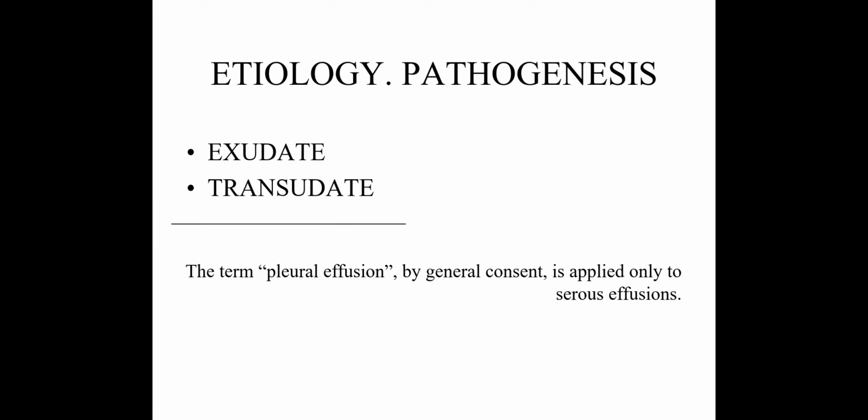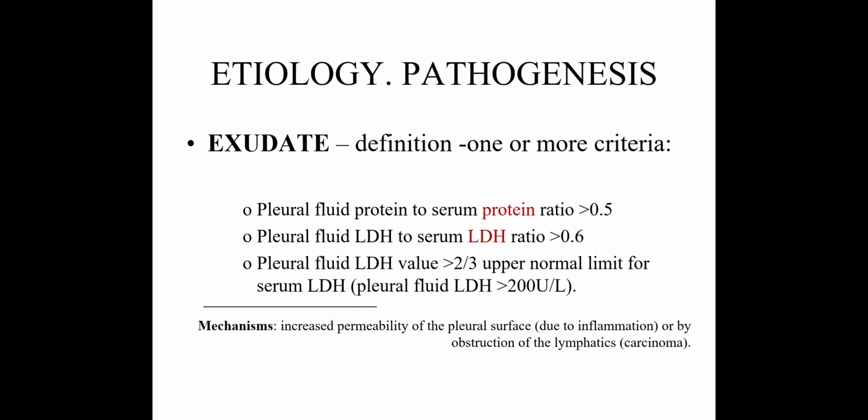Etiology and pathogenesis: the effusion is either an exudate or a transudate. It is an exudate if it meets one or more of the following criteria: pleural fluid protein to serum protein ratio more than 0.5, pleural fluid LDH to serum LDH ratio more than 0.6, pleural fluid LDH value more than 2/3 of the upper normal limit for serum LDH, or pleural fluid LDH more than 200 units per liter.